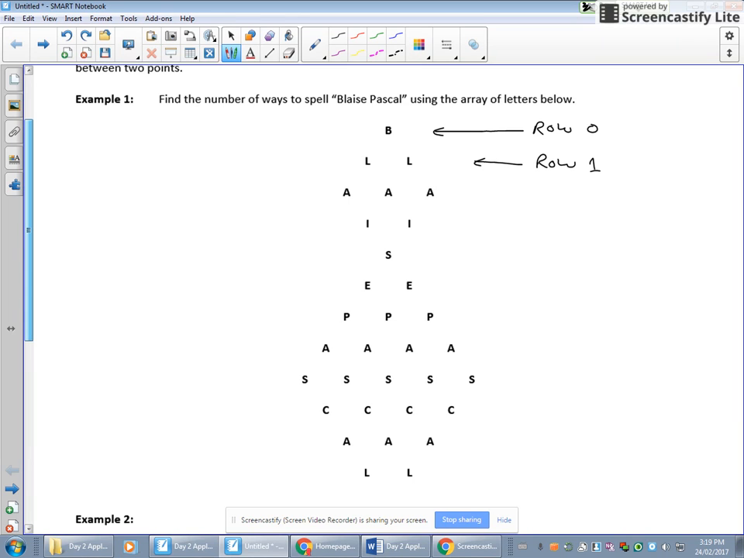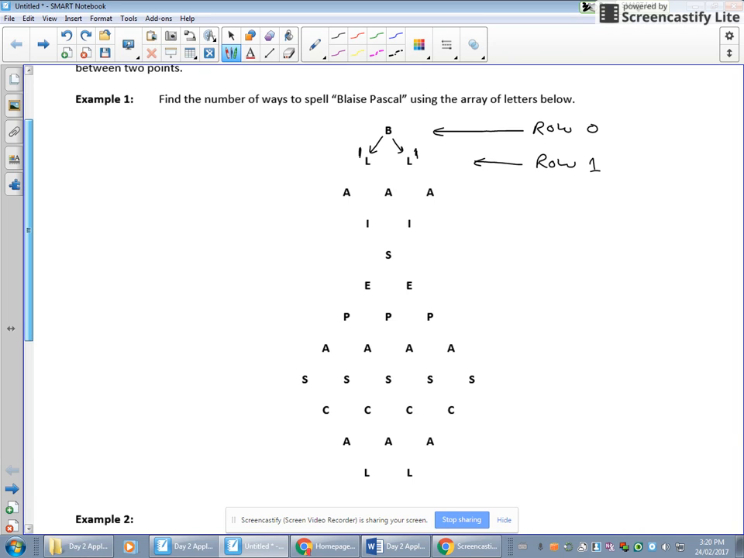So we start at B, and we have one way of getting to this L. I can go from B down to L. There's only one way to get to that L, so there's a 1 there. And to move down here, there's only one path to get to that L. So that becomes a 1.